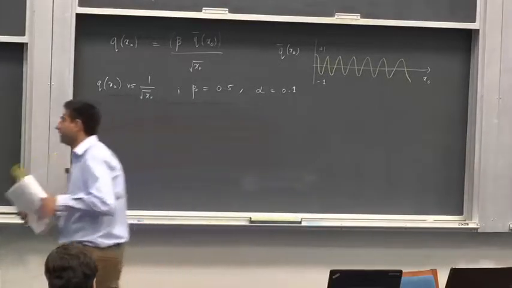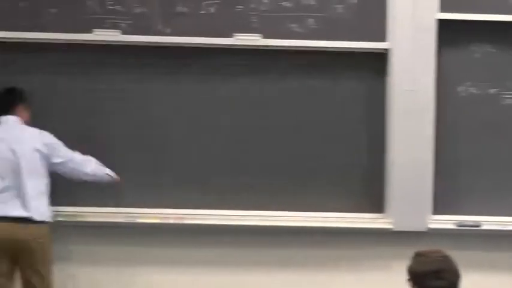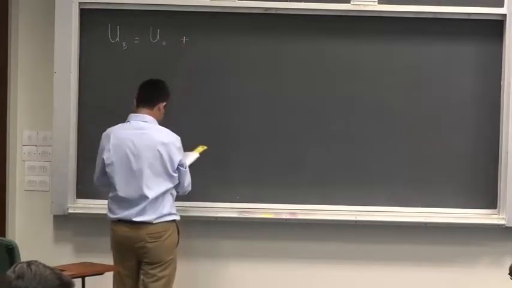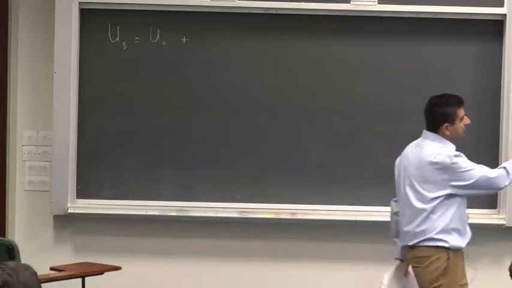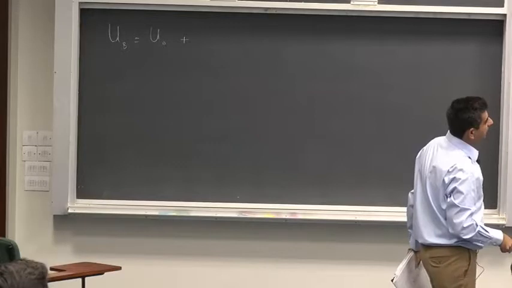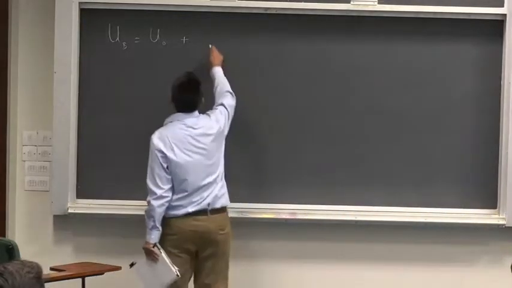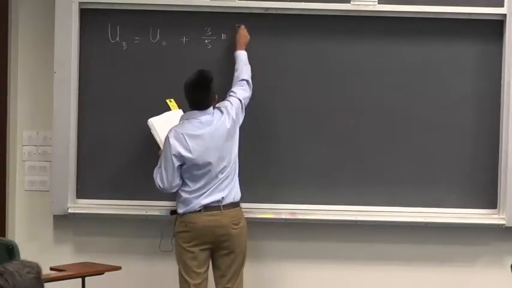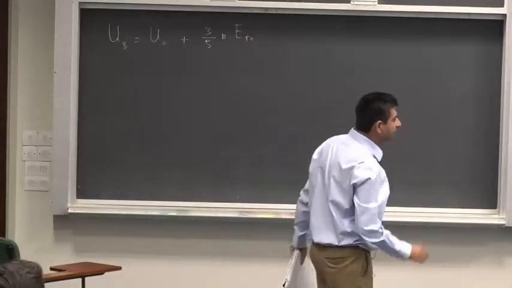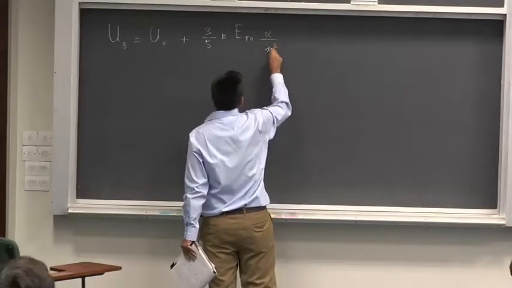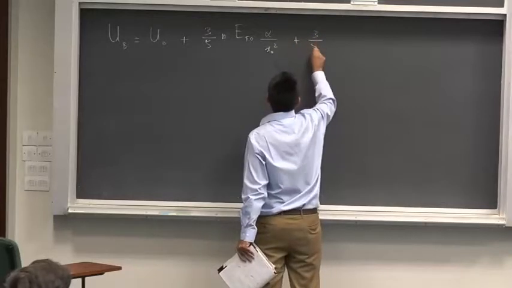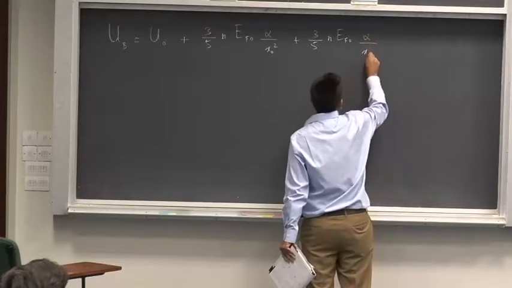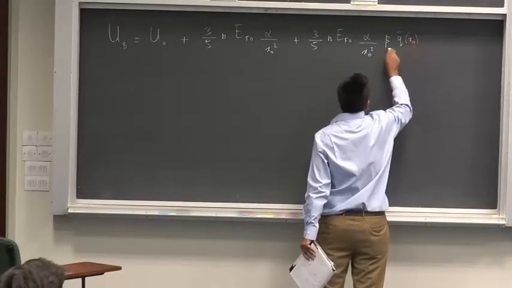So the final result is the following. My UB equals U0 plus, now I take the value of U0 that I've written at the top, 3 over 5 n over n into EF0 into alpha, I'm still keeping it alpha over x0 squared, plus U0 3 over 5 n EF0 into alpha over x0 squared, alpha over x0 squared into beta q bar x0 over x0 to the power 1 by 2.